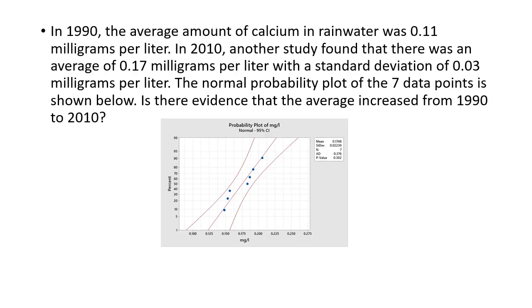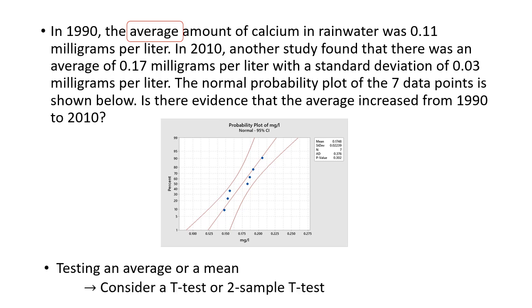The first thing I notice about this problem is the word average. So we're testing an average or a mean. That means we should consider using a t-test or a two-sample t-test.